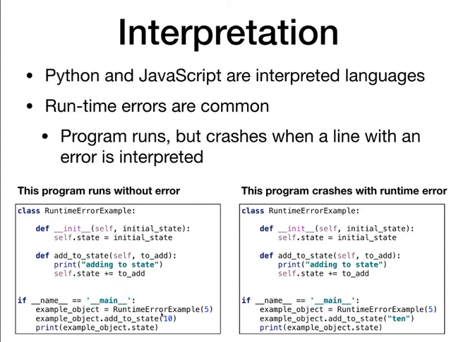So I'm creating an object of type runtime error example. It's getting an initial state equal to 5. I'm going to call add to state. It's going to print this line, add 10 to 5. I'm going to print out the state, and it's going to print out 15.